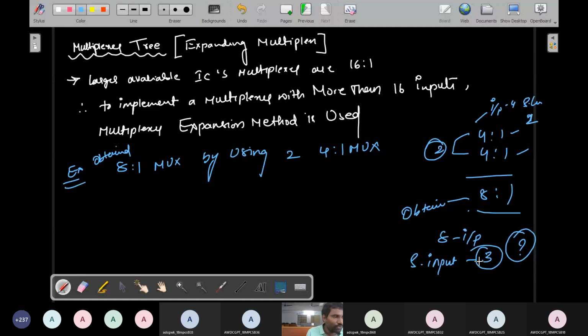I'll draw the diagram. You can understand through the diagram only. What about the third selecting input? So I draw this circuit diagram, the block diagram.